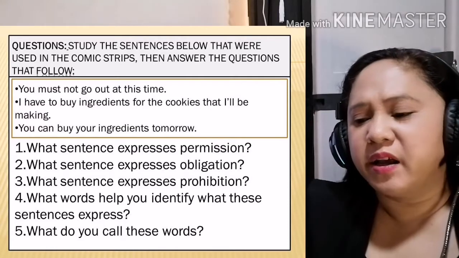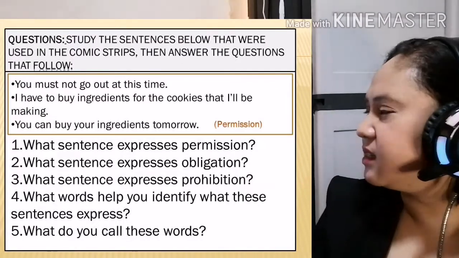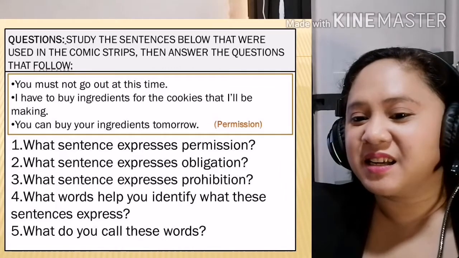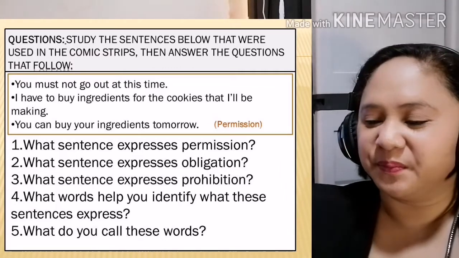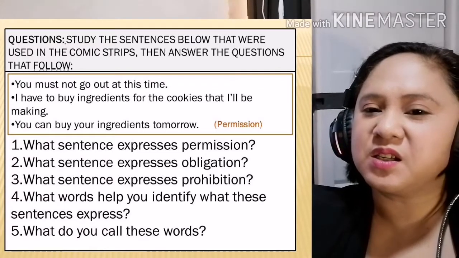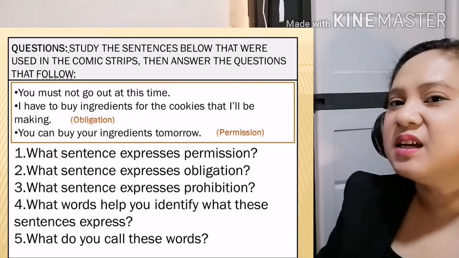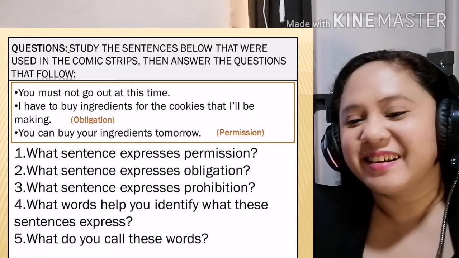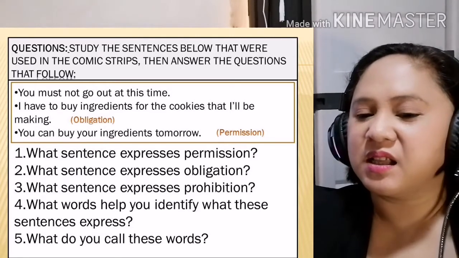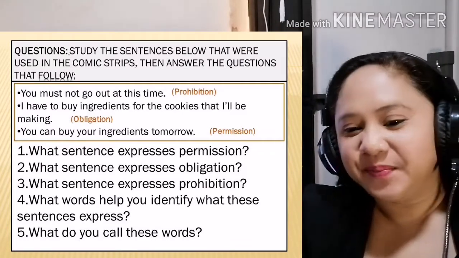For number 1, if you answered the sentence that expresses permission is the last sentence, then you are right. This sentence is a sentence that expresses permission. For number 2, the sentence that expresses obligation, if you answered the second sentence, then you are right again. And for the sentence that expresses prohibition, if you said the first sentence, you are on the right track.